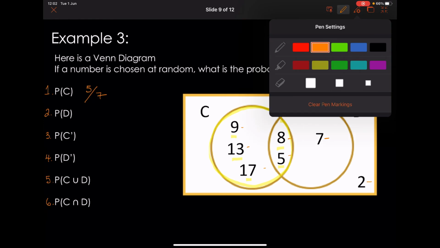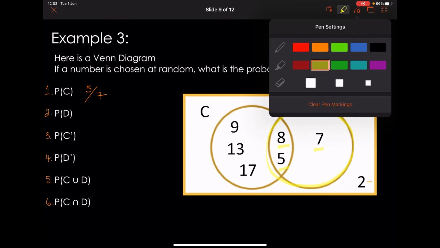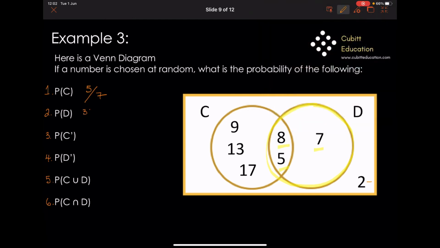Okay, what is the probability of getting D then? Well, as we know, this is D. Anything in D, so that's 1, 2, 3. So that's 3 out of 7.